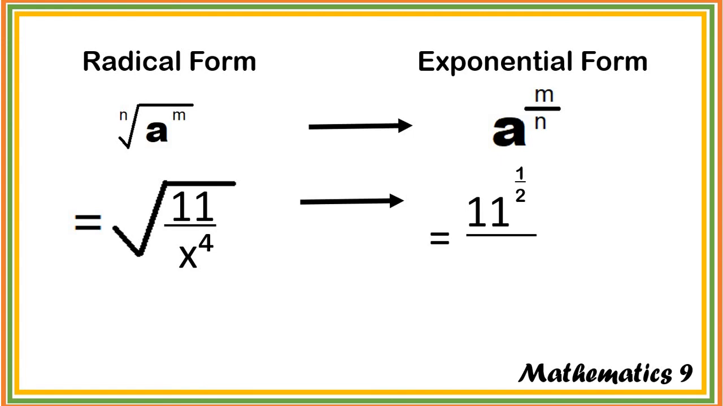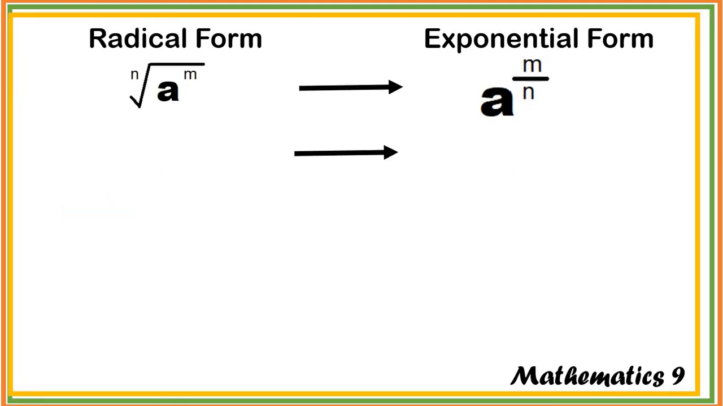Then we have x raised to 4, so we have x raised to 4 over 2. Now we will simplify 4 over 2, so we have here 11 raised to 1/2 over x squared. So that is the final answer. Let's have the final example.